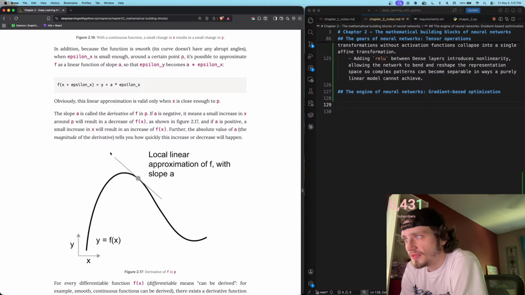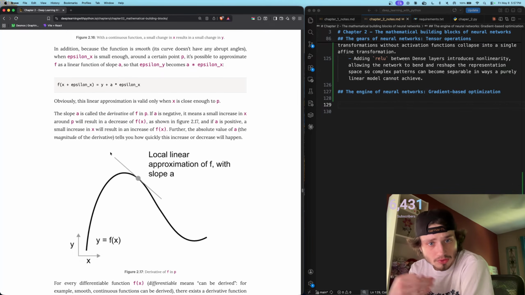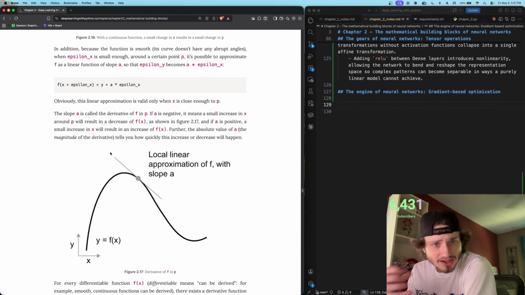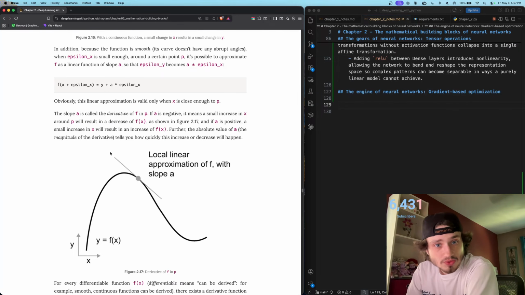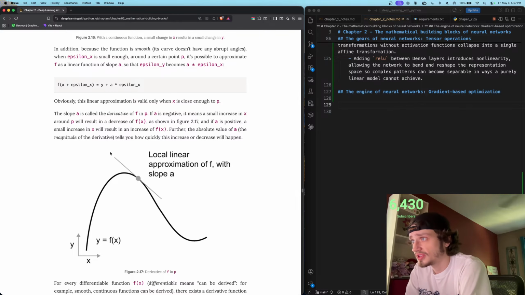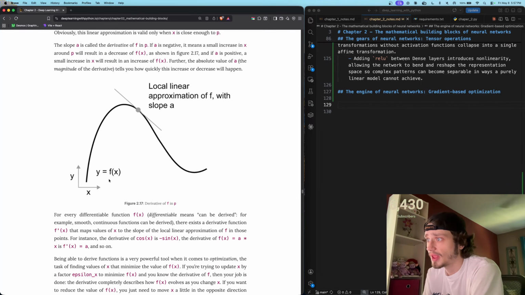a is the slope of this derivative. A negative slope would show a decrease in the f of x value, whereas a positive one would show you an increase, right? The magnitude, the absolute value of the slope, how the magnitude of its steepness tells you how quickly this will increase or decrease, right? The steeper the line, the higher the ramp factor is for this. That makes sense.